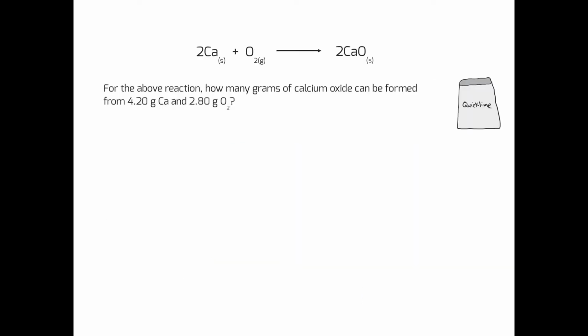Now let's look at an actual chemistry example. So this problem says, for the above reaction, how many grams of calcium oxide can be formed from 4.20 grams of calcium and 2.80 grams of O2.